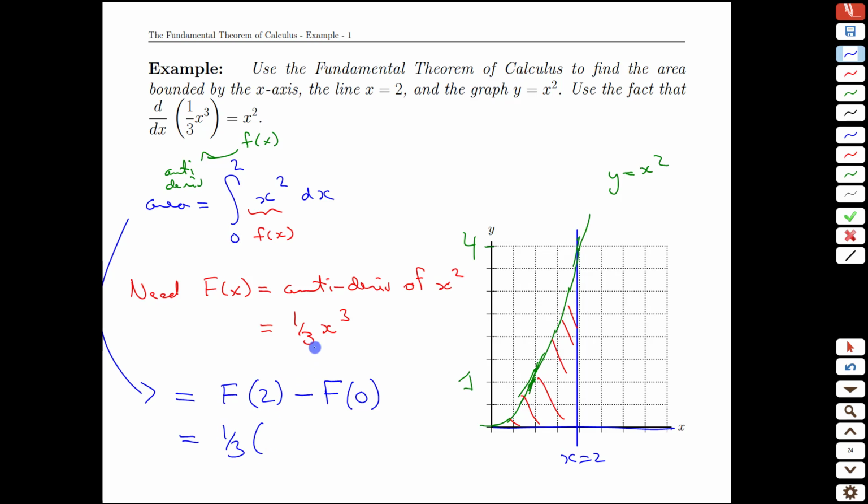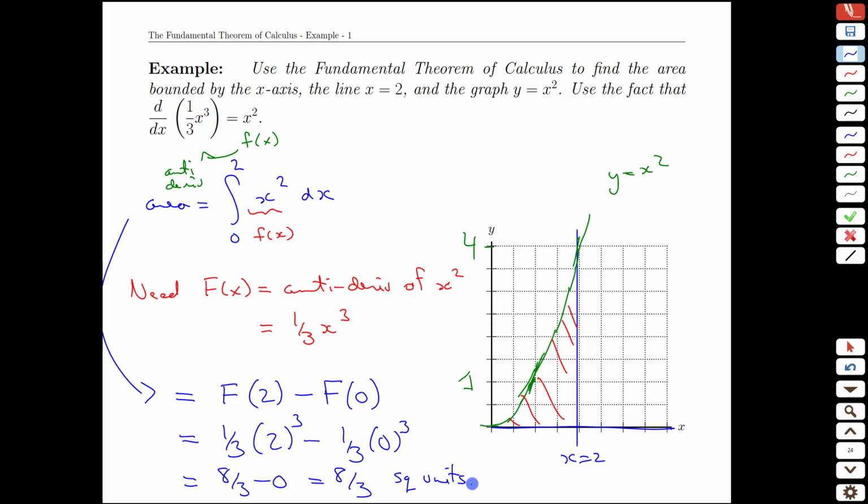So we're going to take 1/3 of 2 cubed minus 1/3 of plugging 0 into here, 0 cubed. So the important step here is the subbing in. Well, that's pretty easy. The fundamental challenge is going from this x squared to this antiderivative formula, 1/3 of x cubed. We're going to spend a lot of time on that, but it leads to a calculation here of 8/3 minus 0, or just 8/3 square units.